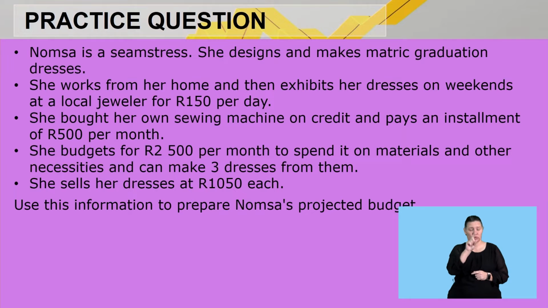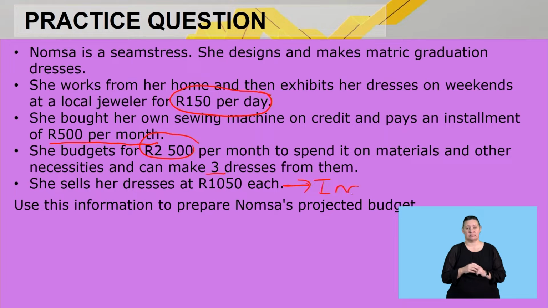So let's quickly look at this. Remember, when we look at questions, you first read it, then you go back, look for information, and only then do we go into answering them. So she works from home, but she goes to a jeweler where she shows off her dresses. Then the sewing machine is 500 Rand per month, 2,500 Rand to spend on materials where she can make 3 dresses, and her income is 1,050 Rand per dress. Use this information to prepare Nomsa's projected budget.